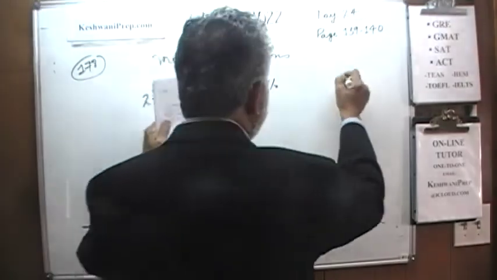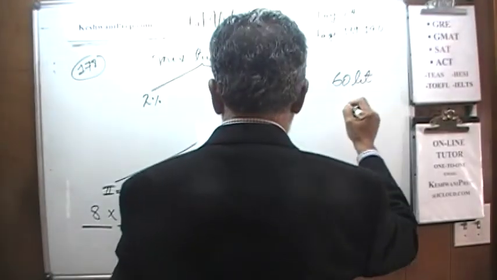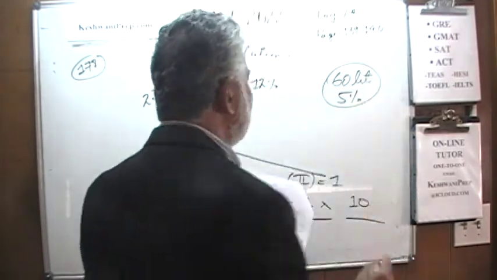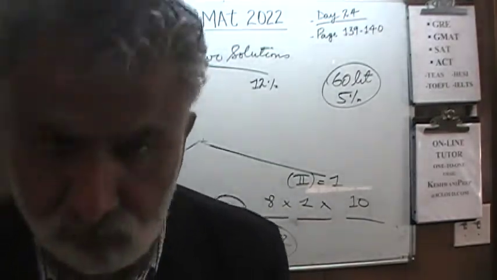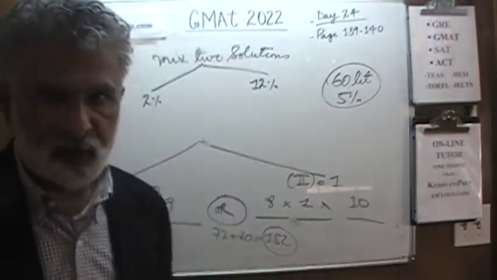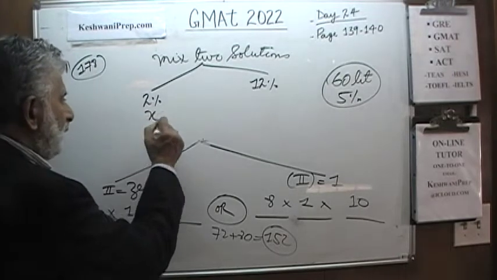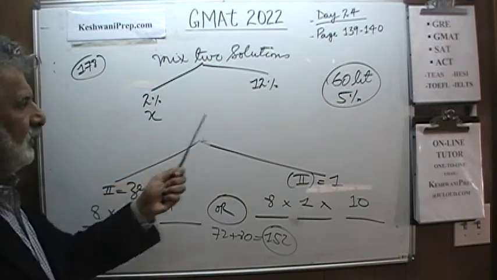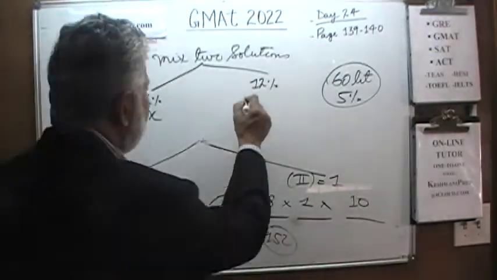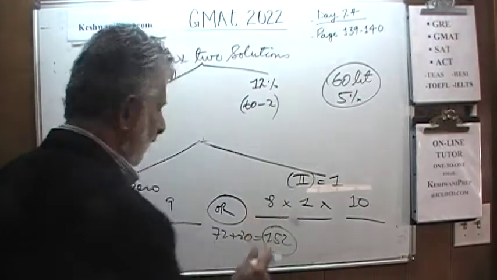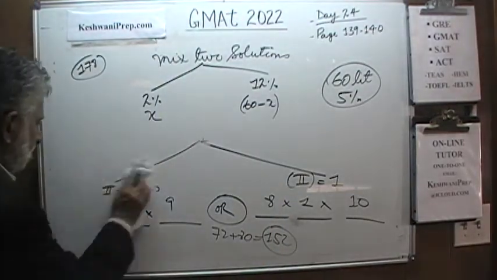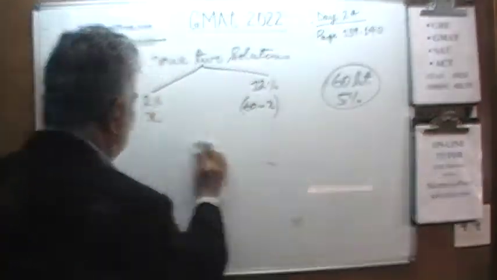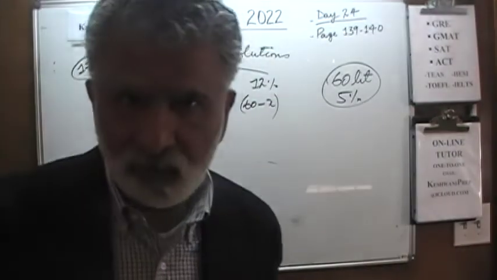We are told that we have to make 60 liters, such that the 60-liter solution that we make by combining these two solutions is only 5% concentration. The question is, how many liters do we need of the weaker one? Well, if we have x liters here, and since we have a total of 60, this must be 60 minus x. As we can clearly see, it's a very straightforward weighted average problem.